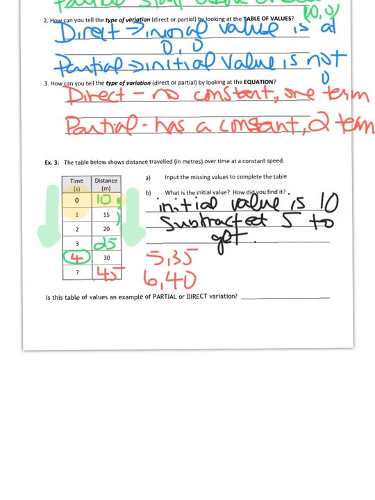Okay, last question at the bottom here is saying, is this table of values an example of partial or direct variation? What do you think? So we have not 0, 0 here. If I go to graph it, it would not start at the origin, it would start above the origin and go up from there. So that means this is a partial variation.